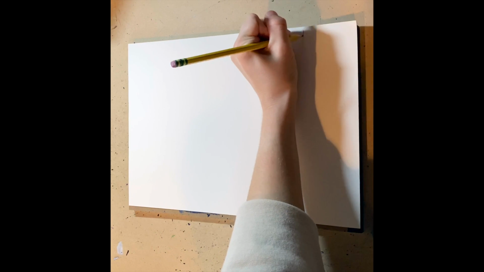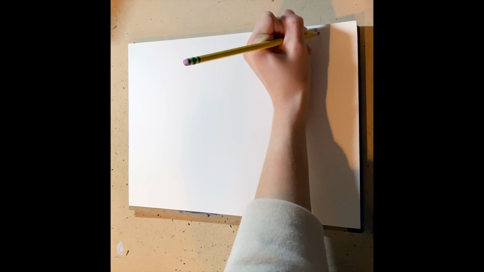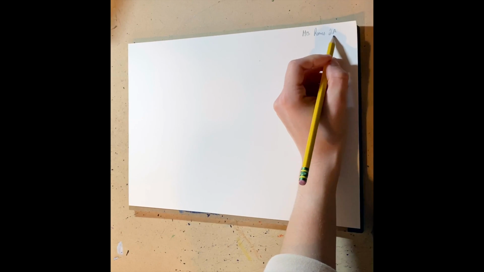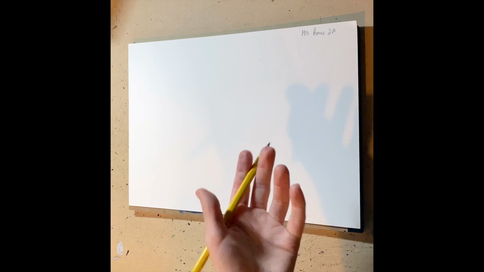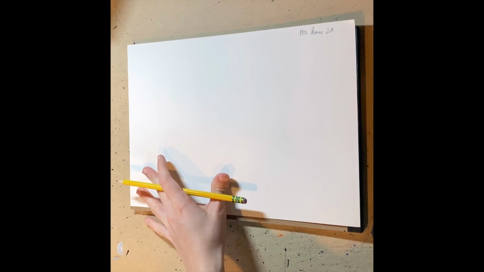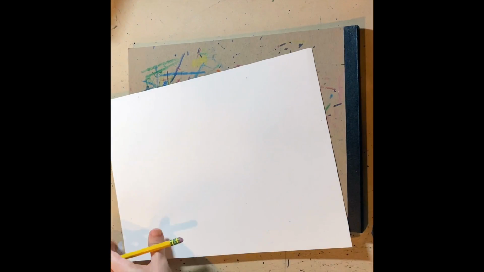Today's project, we are going to create a Keith Haring abstract drawing. First, what we're going to do is write our name on the top of the page, and class code. So if I put 2A, if you are in 2A, you put 2A. If you're in 2B, C, D, or E, or on the top next to your name, the paper is going to be horizontal. Flip it over, and let's get started with step one.